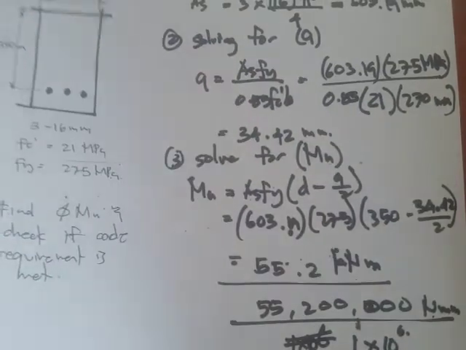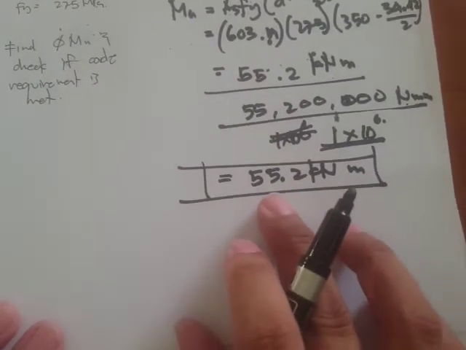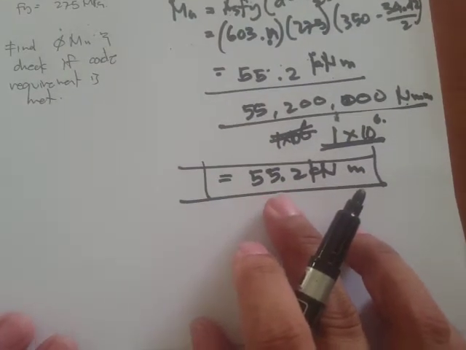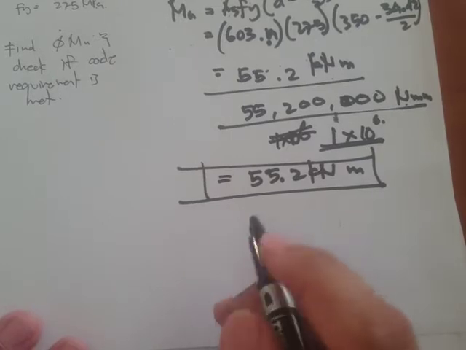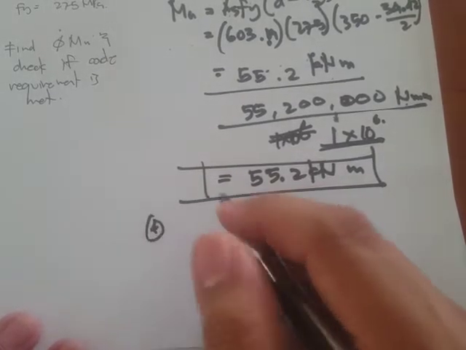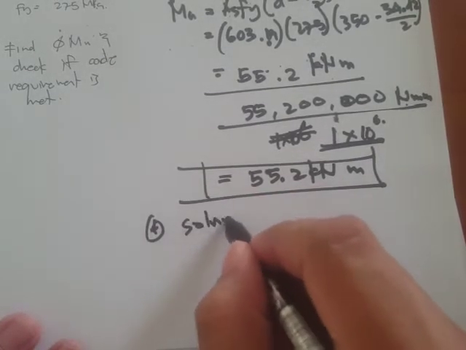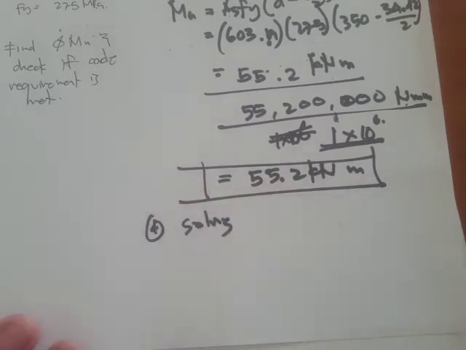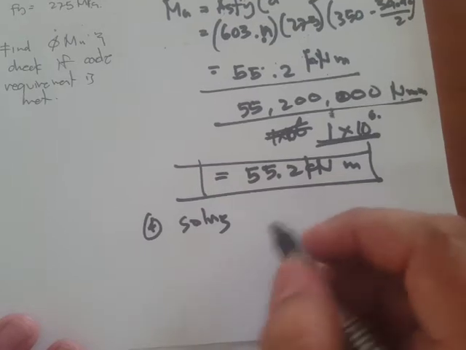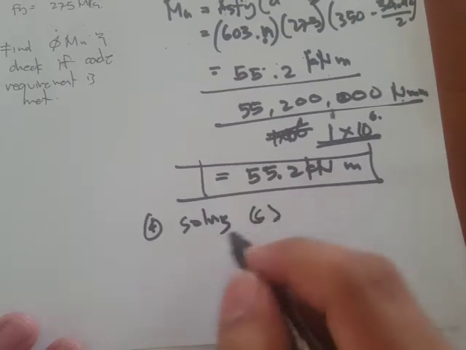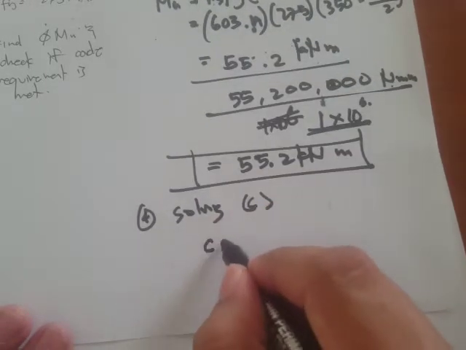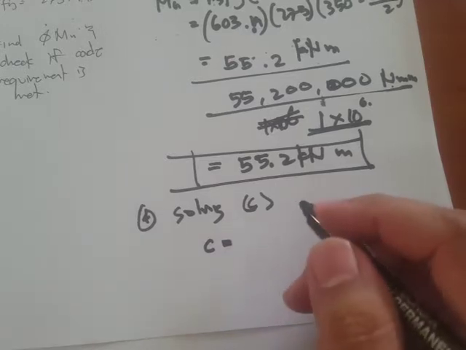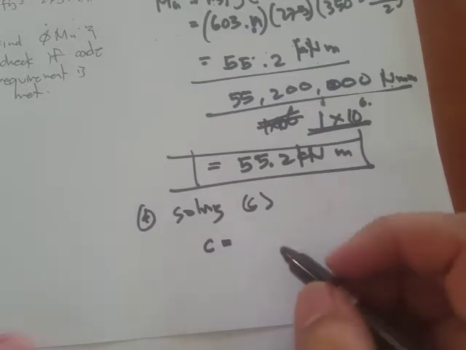Okay, so that's our moment capacity, nominal moment capacity. Now let's solve for the strain. Before we solve for the strain value, we need to solve for the depth of the stress block. No, not the depth of the stress block, the depth of the neutral axis.